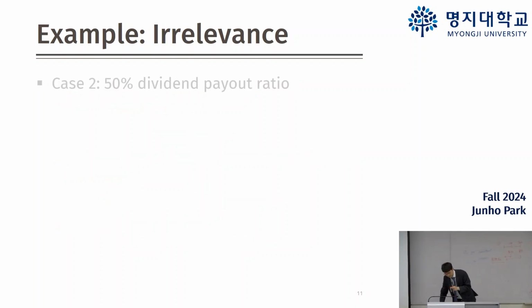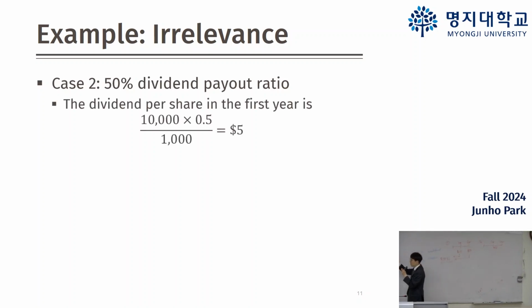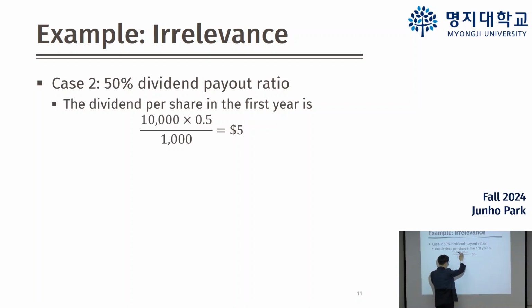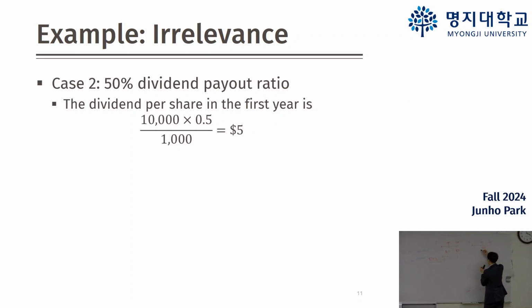However, let's think about the same company but with a different dividend policy. In this second case, it decides to have a 50% dividend ratio, and then it means among the $10,000 that the company generates in the first year, 50% will be given as the dividend. So $5,000 is distributed. Therefore, what the shareholders get is $5 in the first year. And another 50% of the money will be retained, and it will be distributed in the second year.